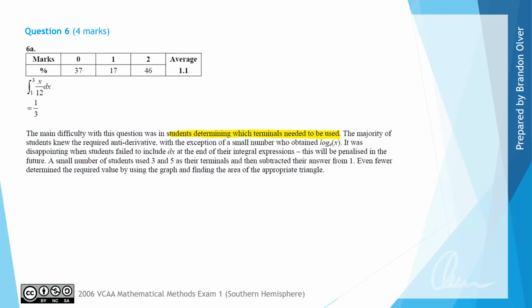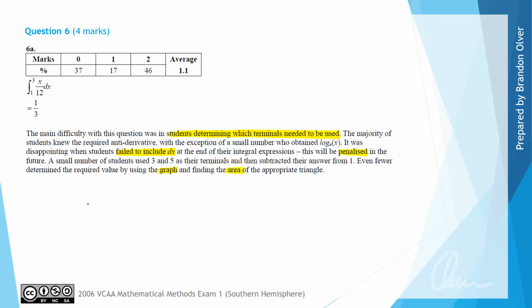It was disappointing when students failed to include the dx as part of their integral expressions, and that will be penalised in the future. A small number of students used 3 and 5 as their terminals and then subtracted their answer from 1, which would also give the correct value. Even fewer determined the required value by using a graph and finding the area of an appropriate triangle.